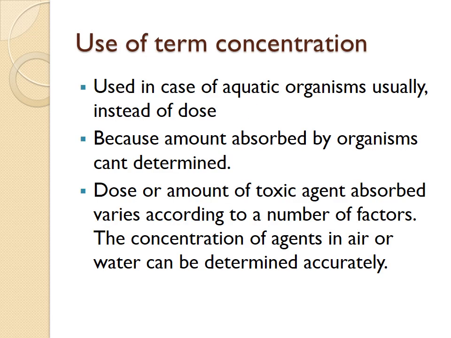If we talk about the uses of the term concentration, it is used in the case of aquatic organisms usually instead of dose. Concentration is usually used in aquatic environments, and dose is used mostly in terrestrial environments, because the amount absorbed by organisms can be determined. Dose or amount of toxic agent absorbed varies according to a number of factors. The concentration of agents in air or water can be determined accurately, but that depends upon the concentration units being used.